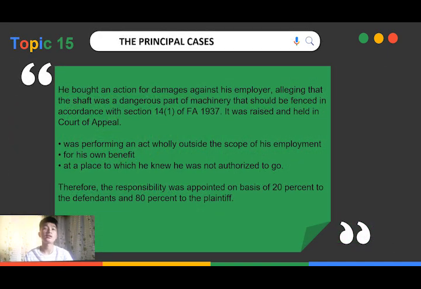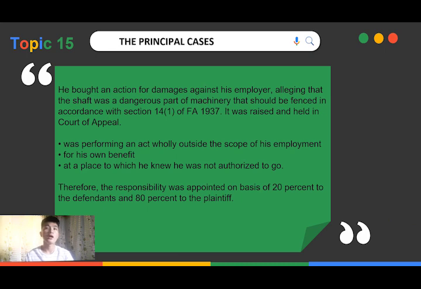He brought an action for damages against his employer, alleging that the shaft was a dangerous part of machinery that should be fenced in accordance with Section 14(1) of the FA 1937. It was raised and held in the Court of Appeal. So this was the discussion of what happened, and these are the aspects for which the employer should be responsible. First, he was performing an act wholly outside the scope of his employment. Second, for his own benefit. And lastly, at a place to which he knew he was not authorized to go.